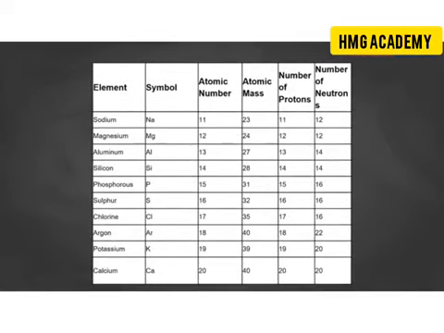Here we have a continuation of the table where we have the elements, their symbols, atomic number, atomic mass, number of protons, and number of neutrons.